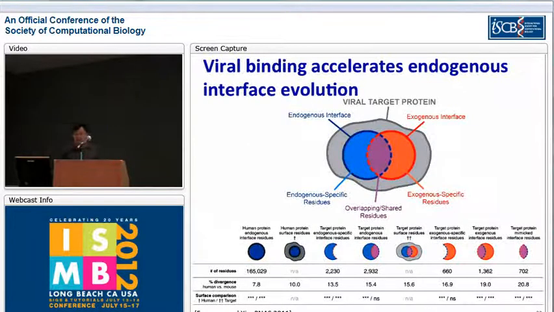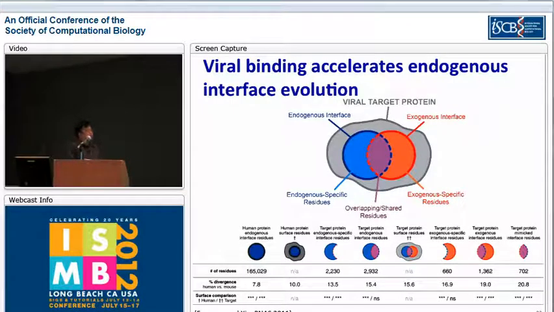The last thing that we did is to look at evolutionary properties of these interfaces. So here's a picture again showing the virus-targeted proteins. This human protein has endogenous interfaces, in blue. These are human protein-protein interactions, as well as the part targeted by virus. These are red, exogenous interactions, and there's a significant overlap. The purple part is the overlap between the two.